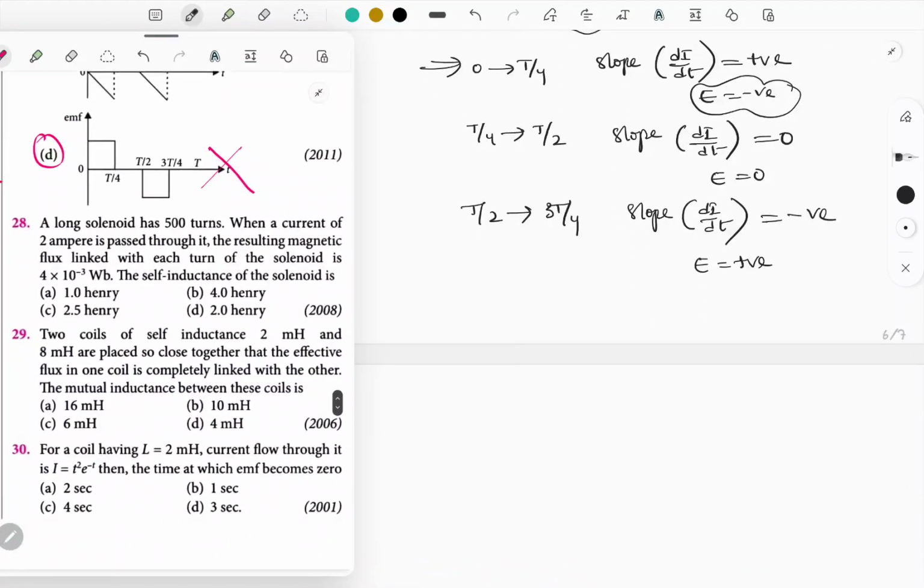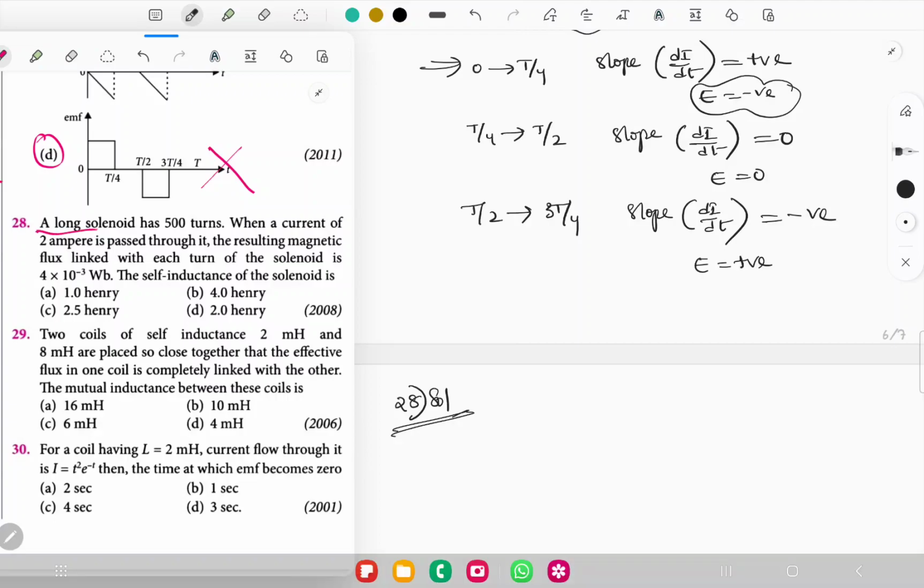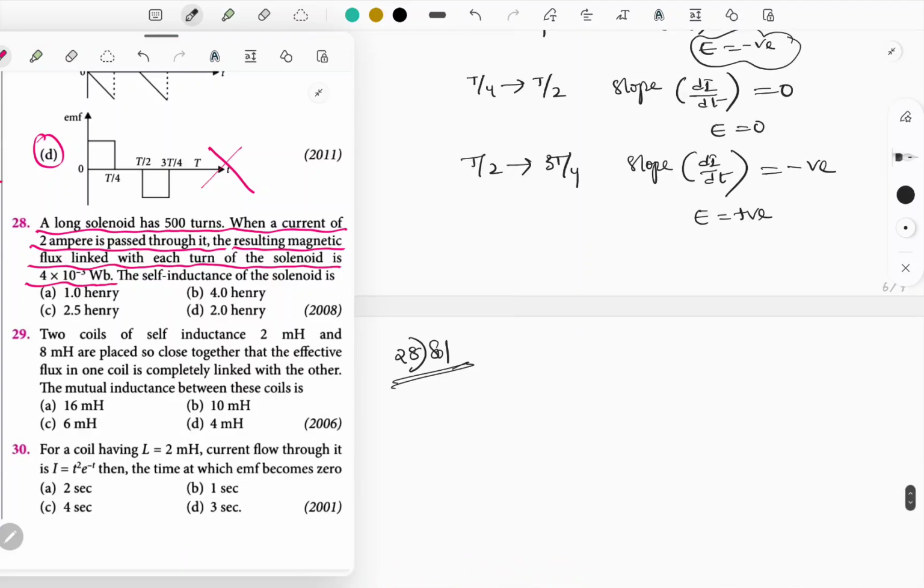Let's solve question number 28. A long solenoid has 500 turns. When a current of 2 amperes is passed through it, the resulting magnetic flux linked with each turn of the solenoid is 4 × 10^-3 Webers. They are asking for the self-inductance of the solenoid.